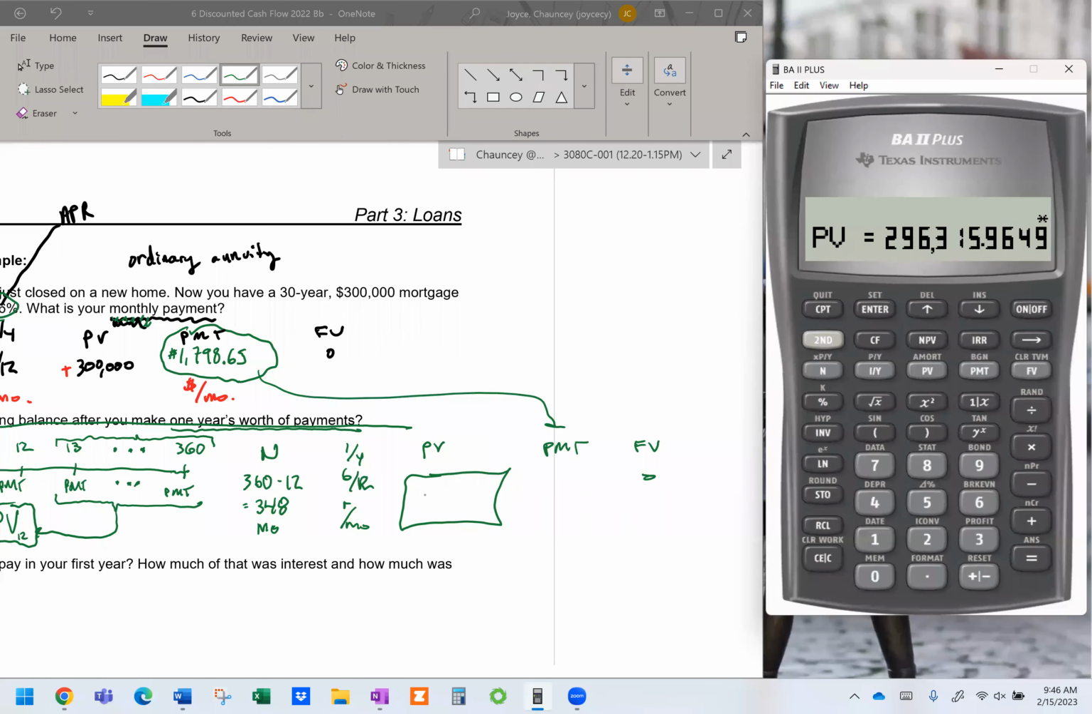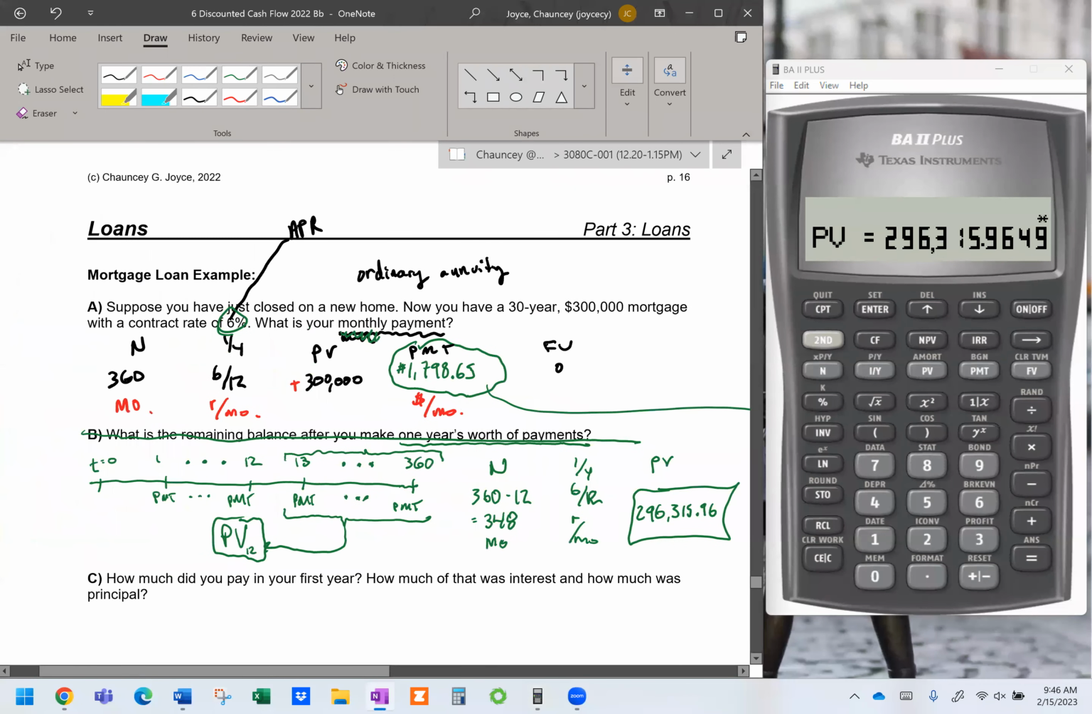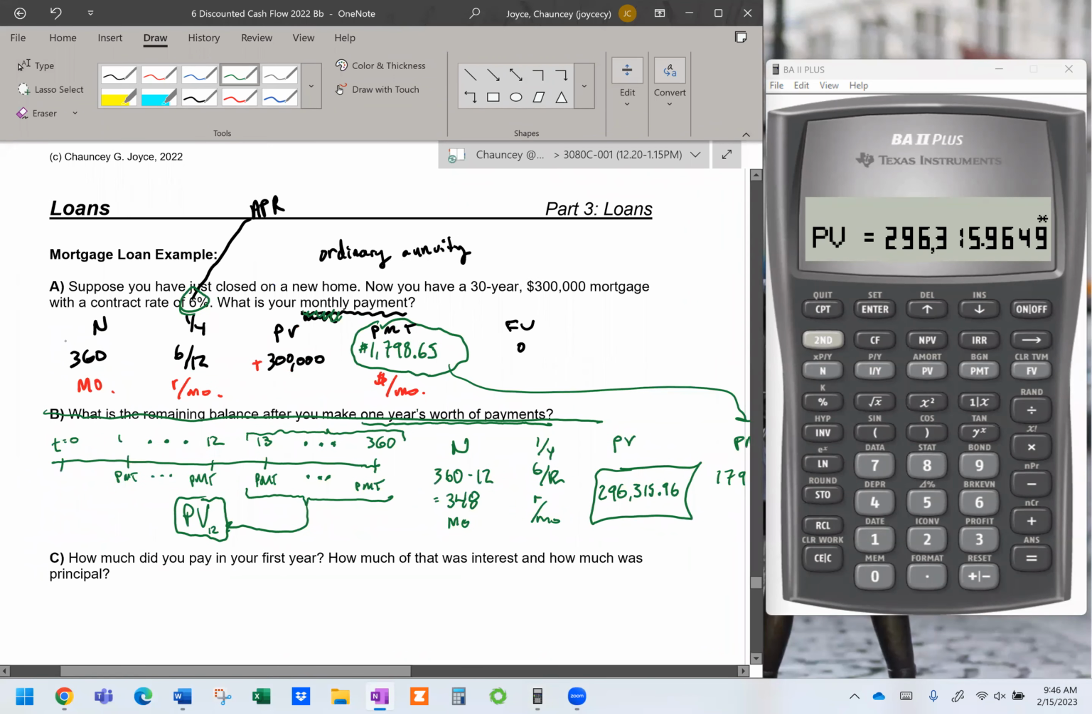This is $296,315.96. Notice as I go through this, I'm not rounding my intermediate calculations, especially when you're dealing with large numbers in terms of time and then rates. It's important that you're careful not to adjust any of those.